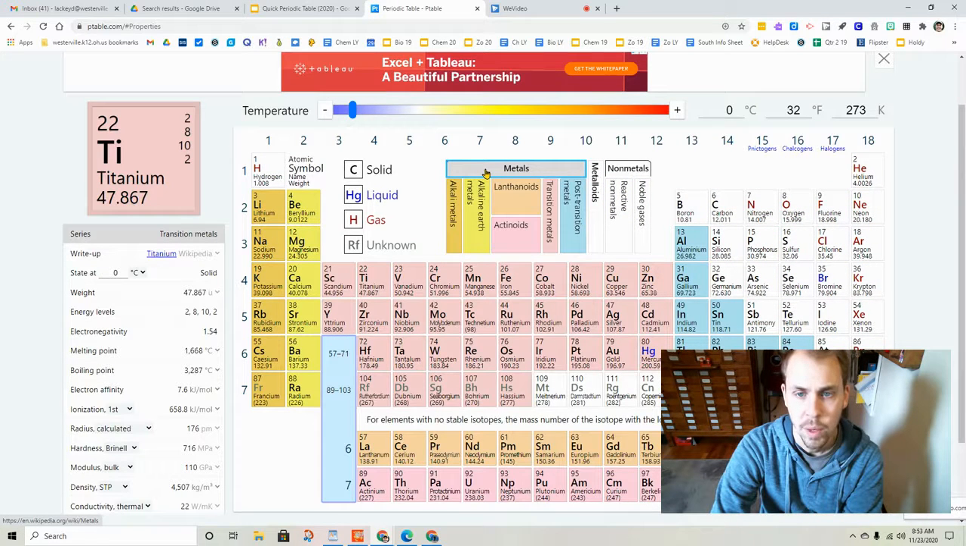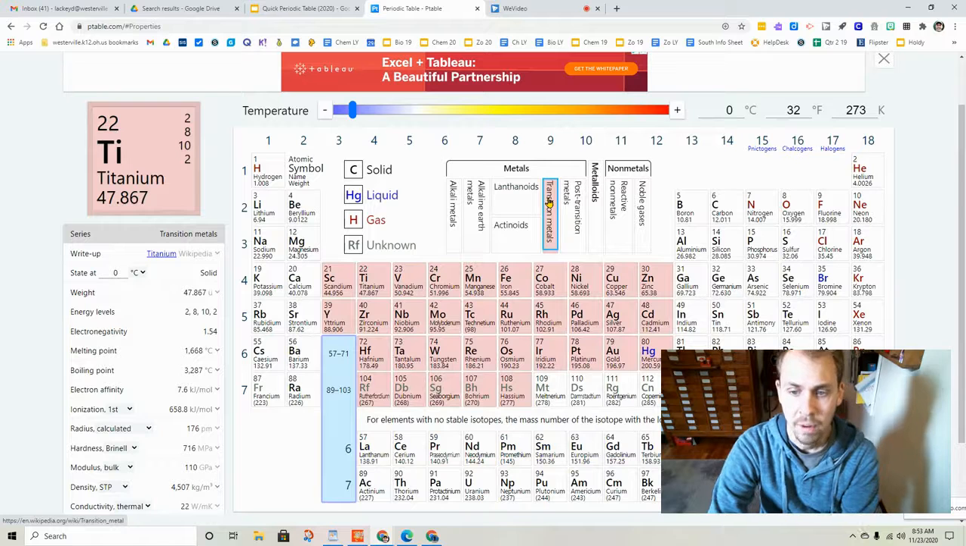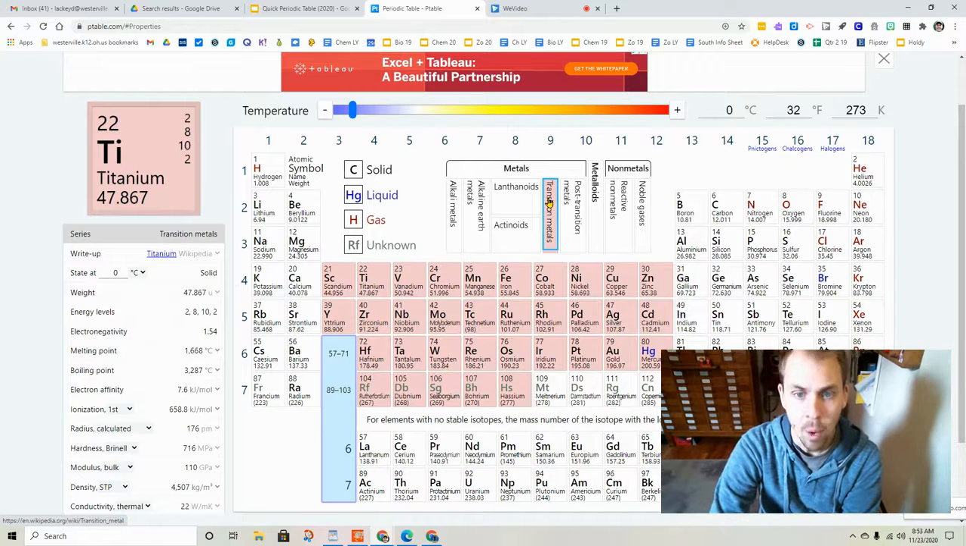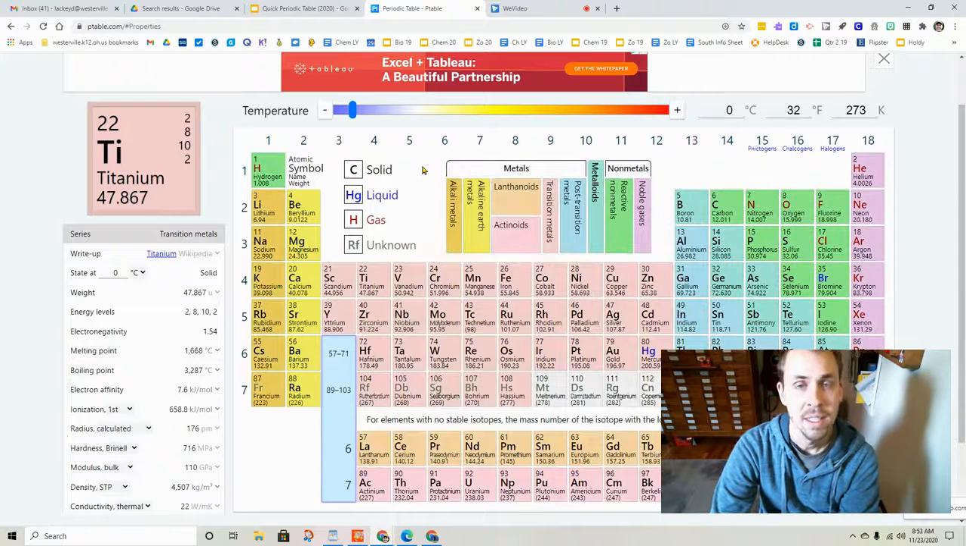If I want to know just where these things called the lanthanoids are, boom, they're down here at the bottom. If I want to know where the transition metals are, I can go over there. It shows me they're pretty much all those ones in the middle. The alkaline earth metals are right over here in yellow. And again, if I move my cursor away from there, I can see the color of everything on the table.